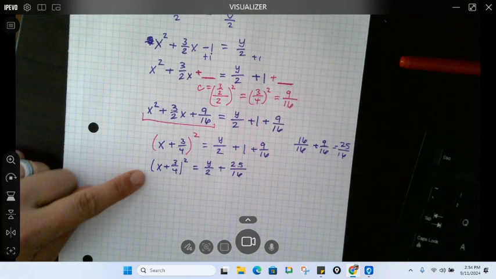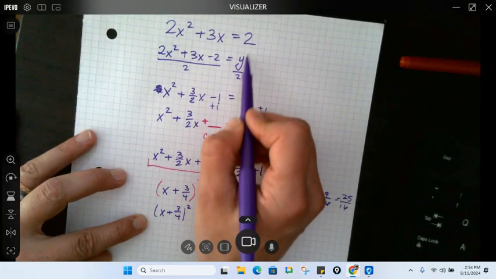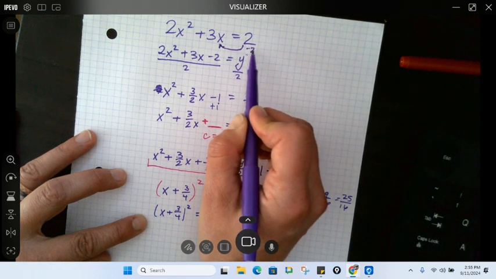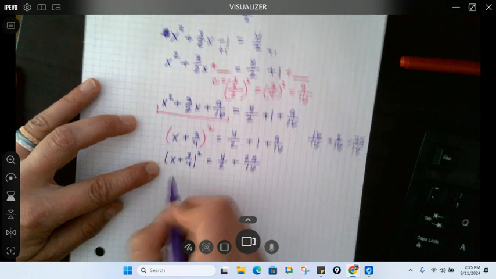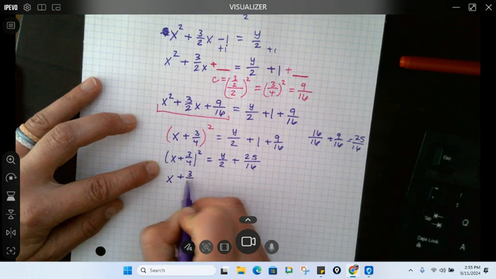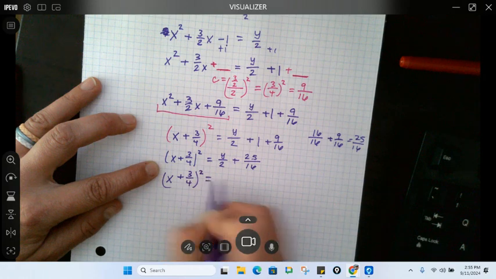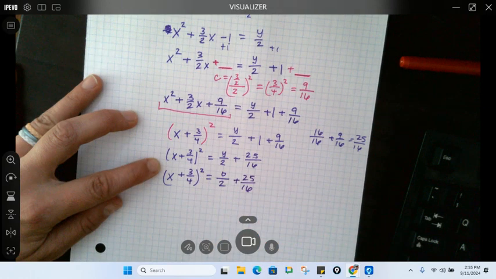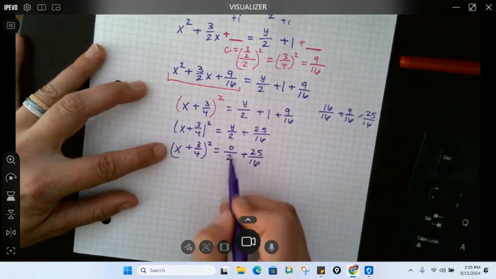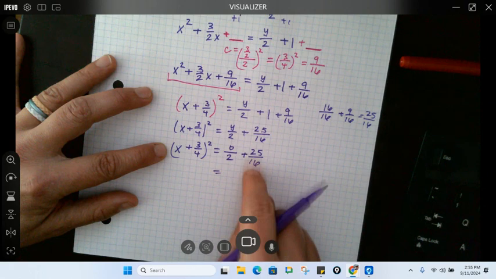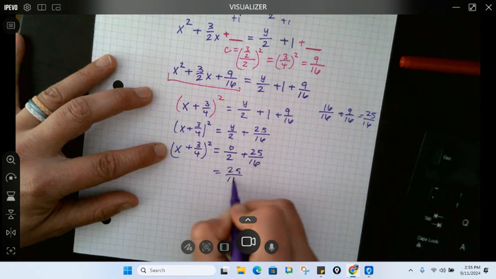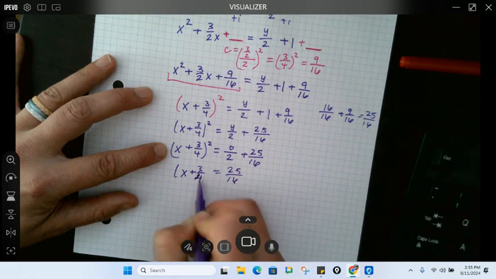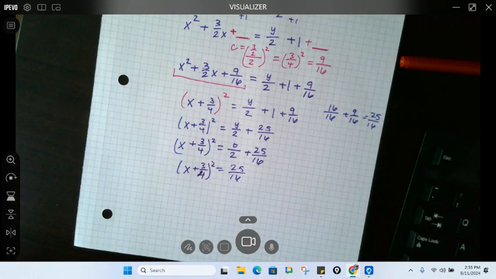So now I want to start solving. But remember, we were solving for when the output is equal to y. We moved that 2 to the other side. So what would be the 2 minus 2? It's when the y is equal to 0. So I'm going to replace that y with a 0. Well, 0 divided by 2 is just 0 plus 25 sixteenths. Okay, now I can start to solve.